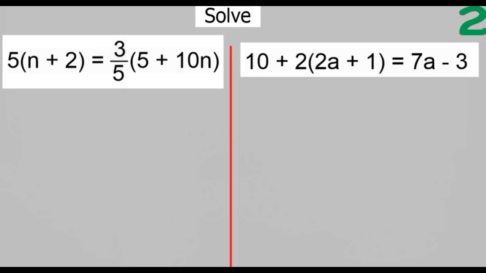Alright, now we're going to work with a little bit of fractions. So I'm going to distribute and get 5n, 5 times n, and 5 times 2 gives me 10, equals 3/5 times 5 and 3/5 times 10n. 3/5 times 5, that's going to give me 3, plus 3/5 times 10n gives me 6n.